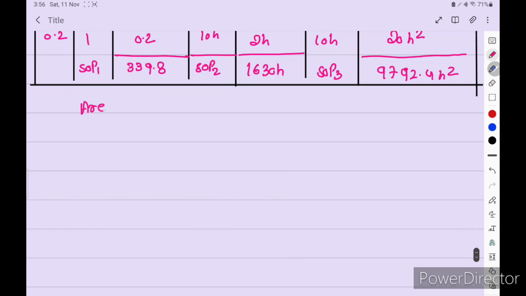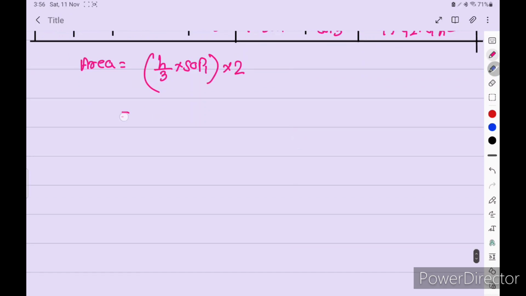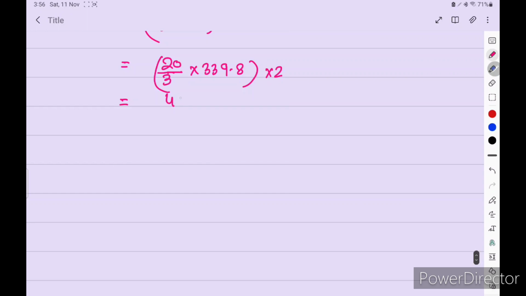Now area is equal to H by 3 into SOP1. Half ordinates we need full, so multiply by 2. So 2 by 3, 20 by 3 into 339.8 into 2. So 4530.67 meter square is the area.